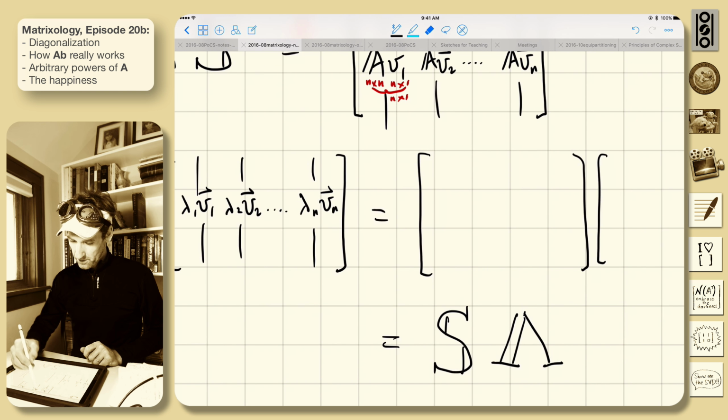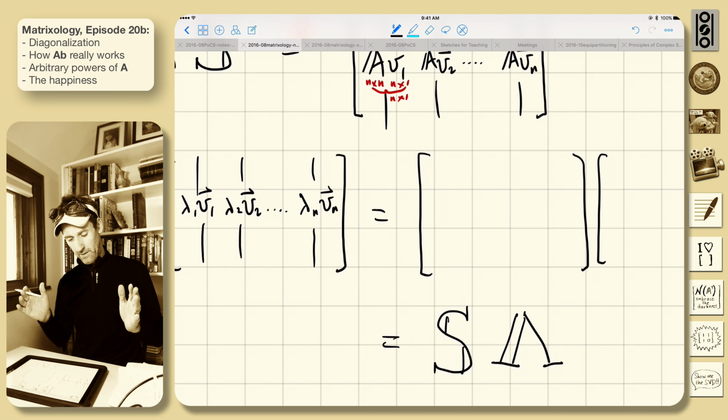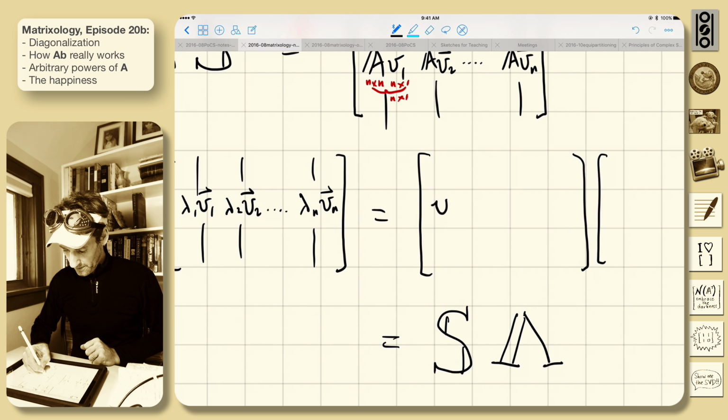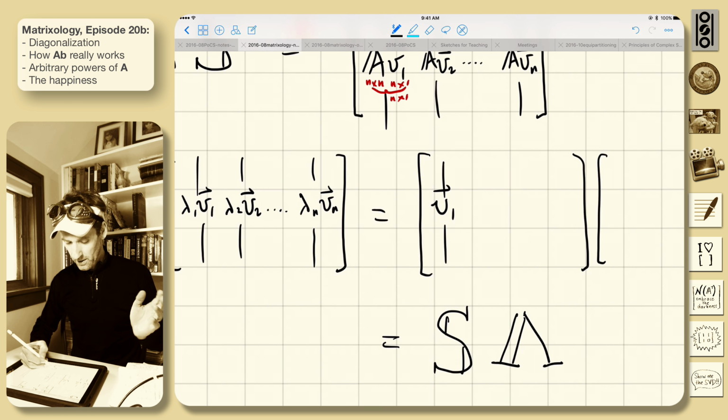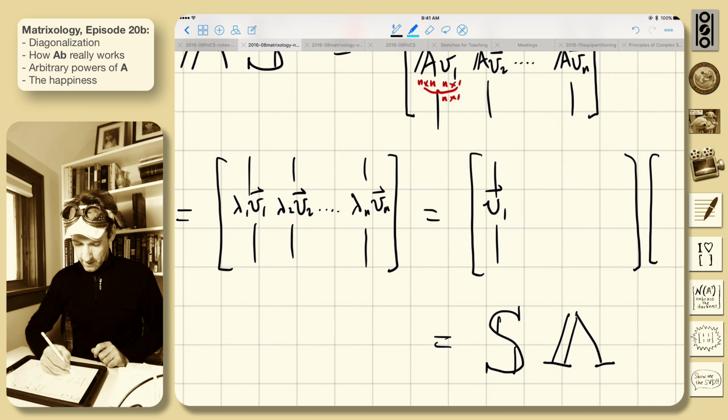So now we're just back to a simple thing. We have eigenvectors. And if we think about this for a while, these are just a number multiplying a vector.